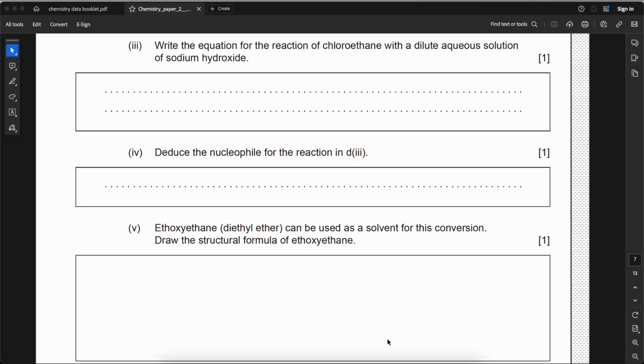Write the equation for the reaction of chloroethane with a dilute aqueous solution of sodium hydroxide. So chloroethane would be CH3CH2Cl liquid reacting with NaOH aqueous. So OH will substitute Cl, producing alcohol, or ethanol. So that would be CH3CH2OH aqueous and NaCl. Deduce the nucleophile for this reaction. So that would be OH- or hydroxide ion.